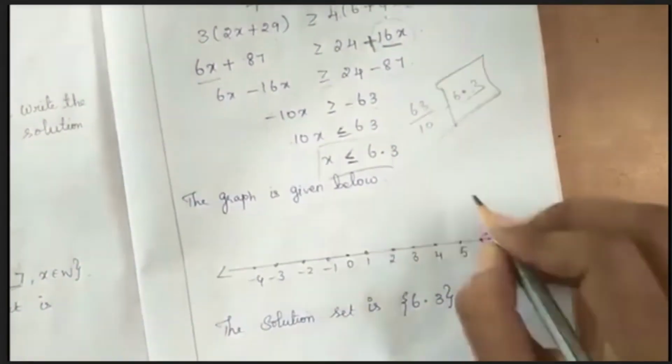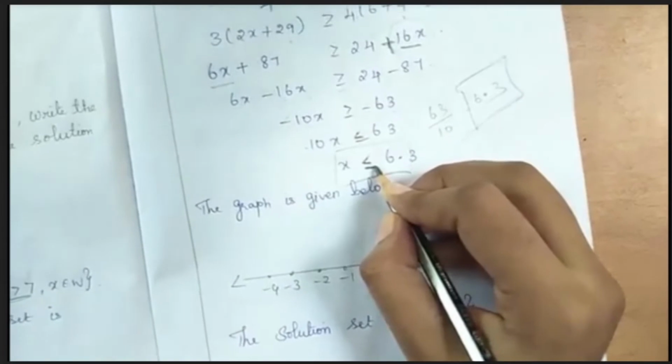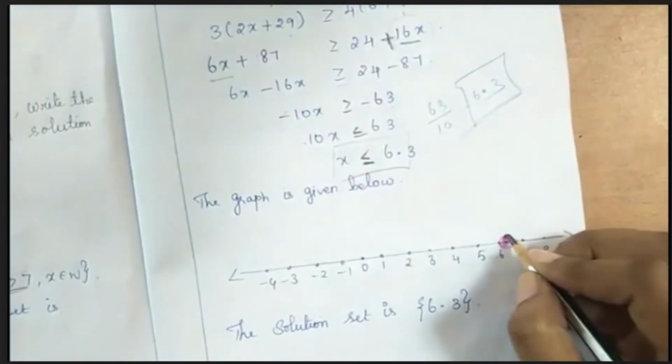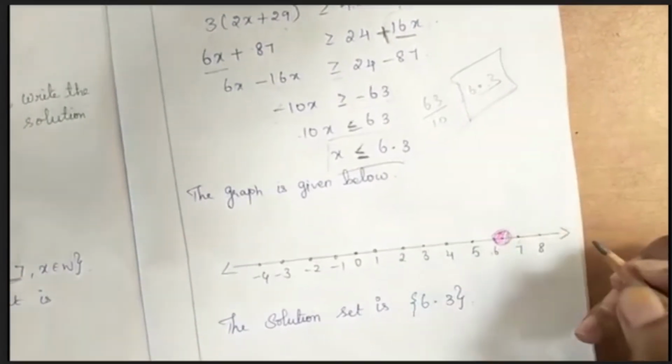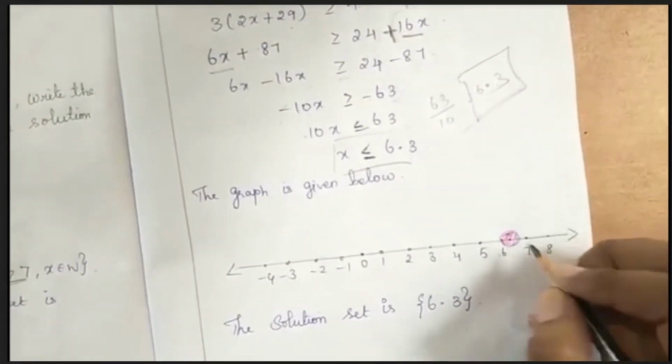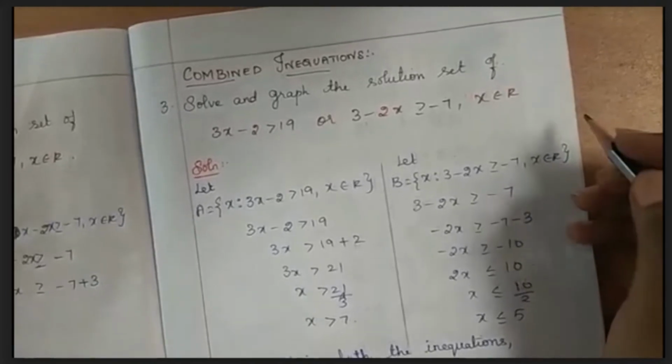So wherever you find the inequality with an equal to symbol, make sure that while encircling your answer, we have to shade it. This number should also be included. Now let us move on to combined inequations.